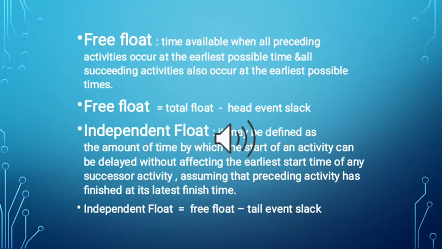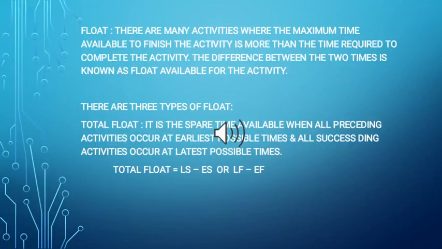Free float. Free float is total float minus head event slack. Independent float. Independent float is free float minus tail event slack. This is more than the time required to complete the activity. There are three types of floats.